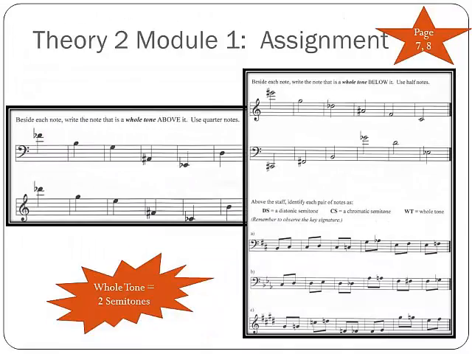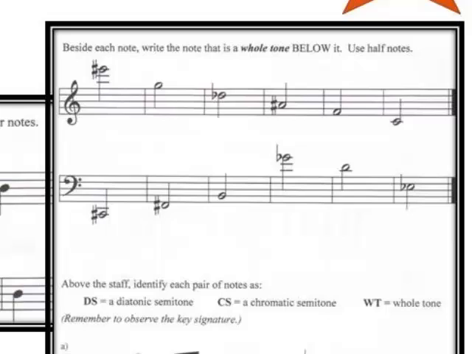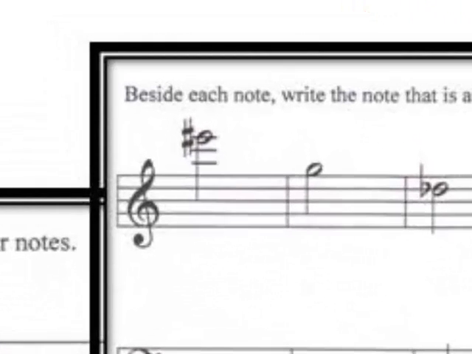Let's look at page 8 next. Now you'll be writing a whole tone below the given notes. Again, a whole tone is going to go down by one note name as well. So our first example here is a G sharp. We must have an F in the answer. But of course, F to G sharp isn't a tone, is it? But F sharp to G sharp would be a tone.